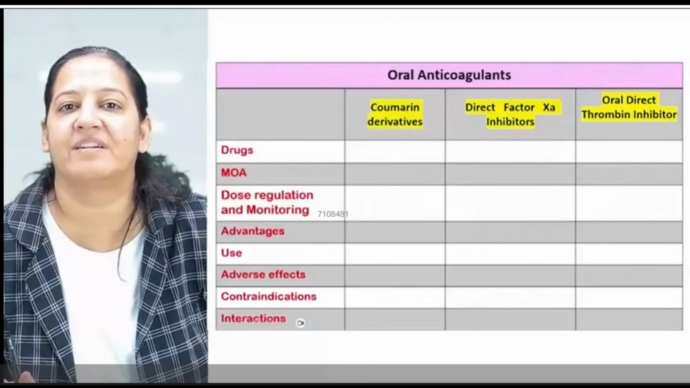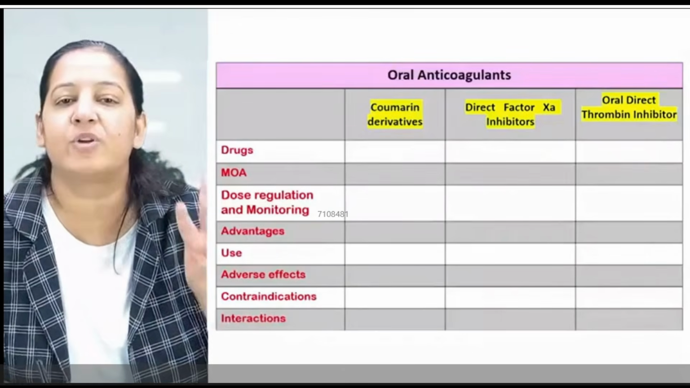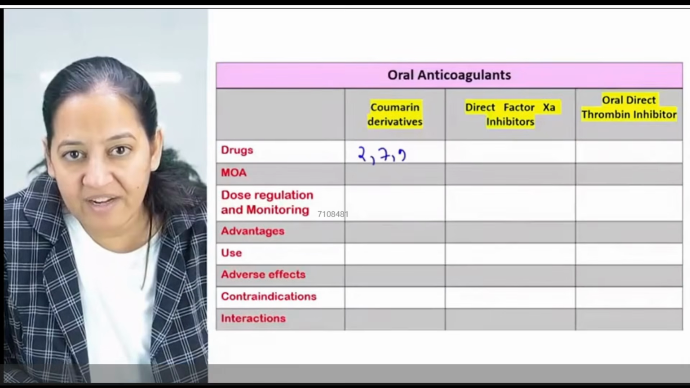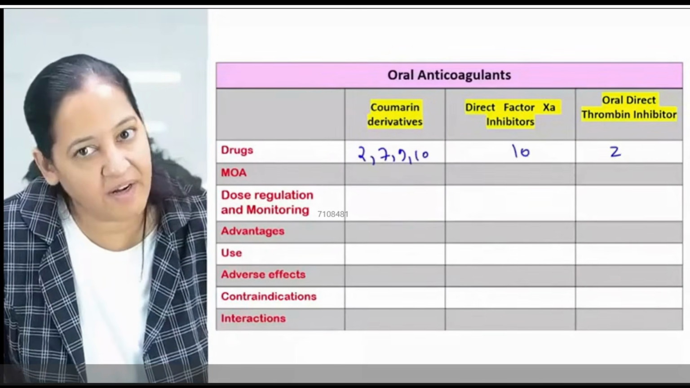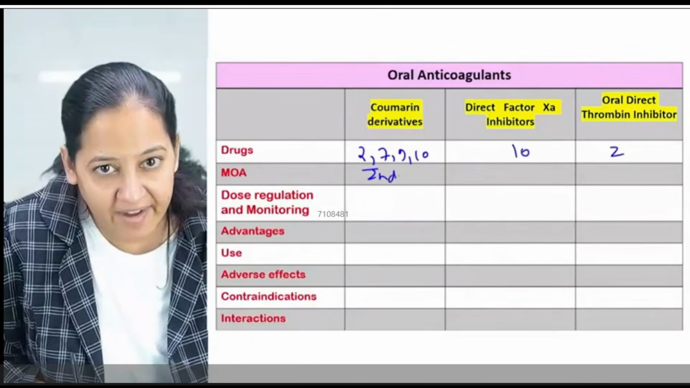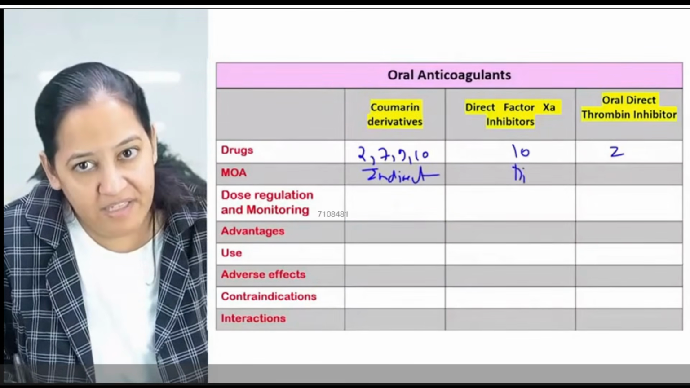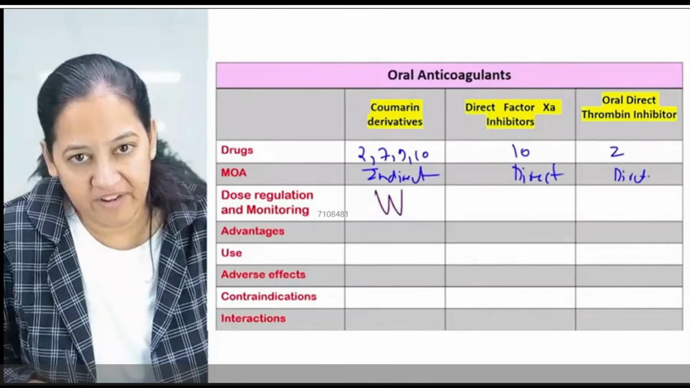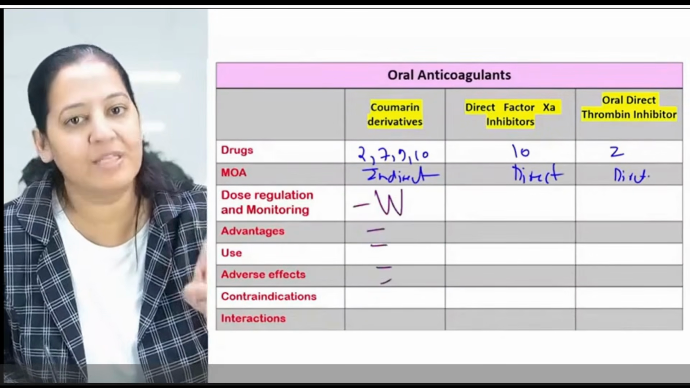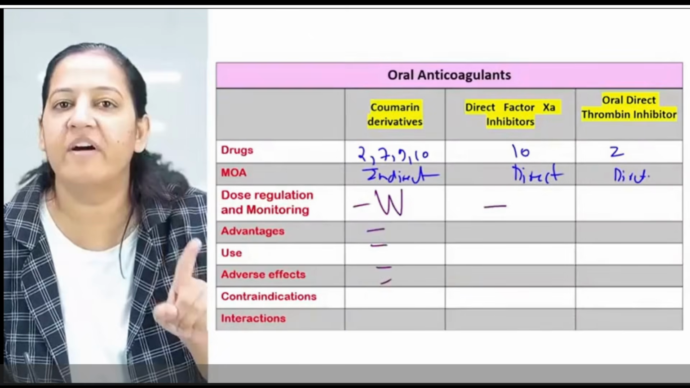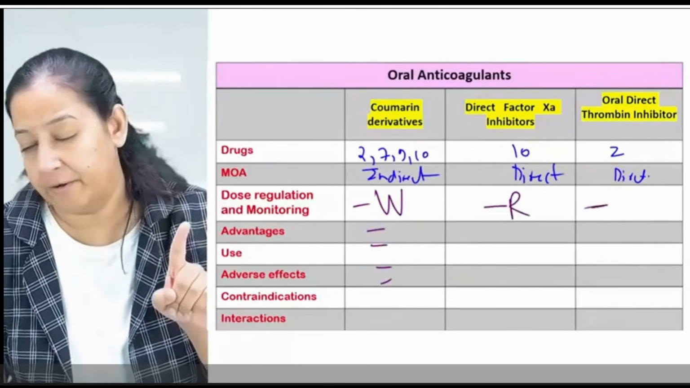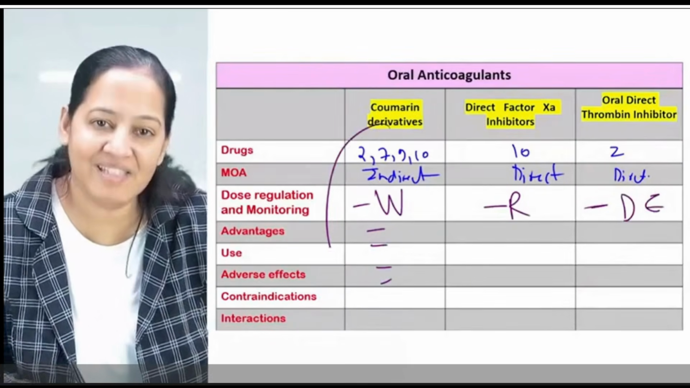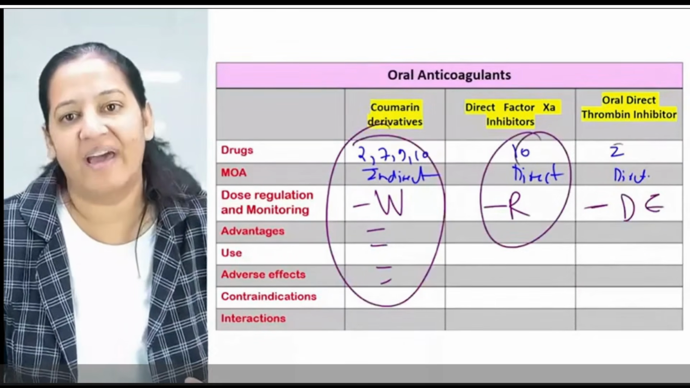We are done, people. So I taught you the 3 oral anticoagulants: indirect 2, 7, 9, 10 inhibitor, direct 10 inhibitor, and direct 2 inhibitor. The main drug here is warfarin. There are many, but the main is warfarin. You should learn all. Here only one drug, Rivaroxaban. Here only one drug, Dabigatran etexilate. This is indirect via vitamin K, and this is direct.